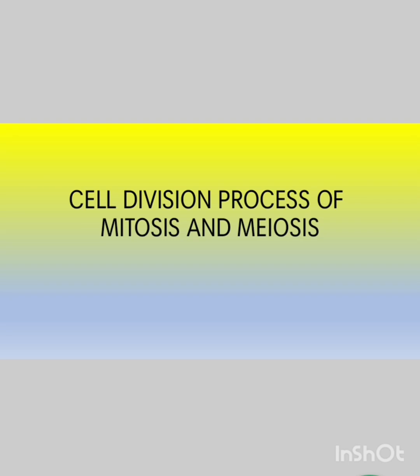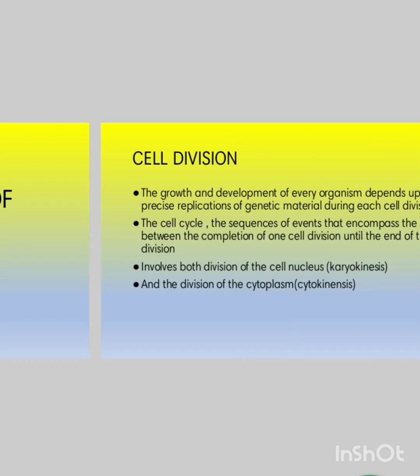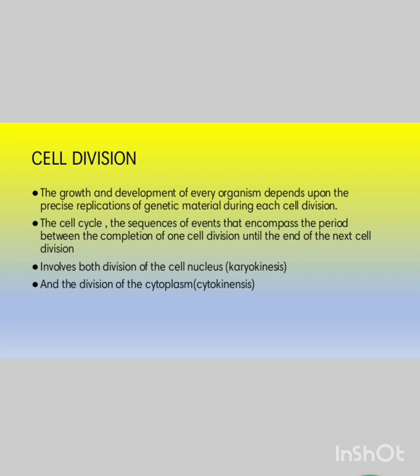The topic is cell division, the process of mitosis and meiosis. Firstly, cell division. The growth and development of every organism depend upon the precise replication of genetic material during each cell division. And the cell cycle is the sequence of events that encompasses the period between the completion of one cell division until the end of the next cell division.